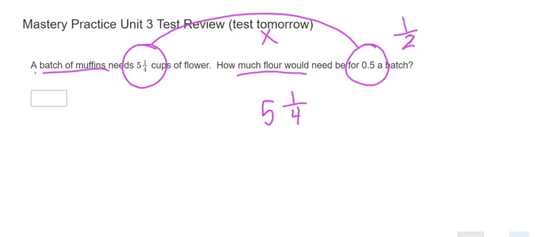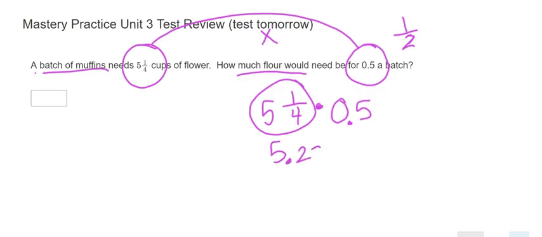So 5 1/4 times 0.5. Now, either you can use fractions or you can use decimals. I'm actually going to use this video to show the decimal way of going about this. So 5 1/4 is going to be 5.25 times 0.5. So some students were getting confused with the decimals here. Focus on the numbers that are being multiplied. So we have 525 being multiplied by 5.